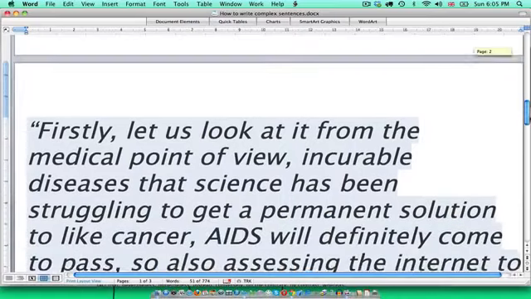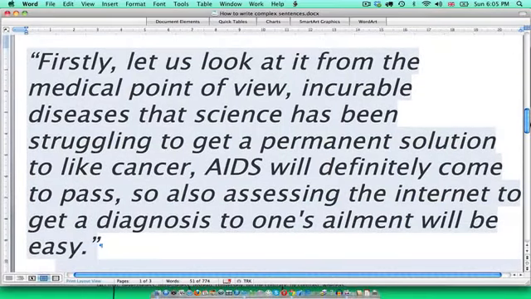This is a sentence that I've taken from one of the essays recently posted to ieltsnetwork.com, and it reads, "Firstly, let us look at it from the medical point of view. Incurable diseases that science has been struggling to get a permanent solution to, like cancer, AIDS, will definitely come to pass, so also assessing the internet to get a diagnosis to one's ailment will be easy."